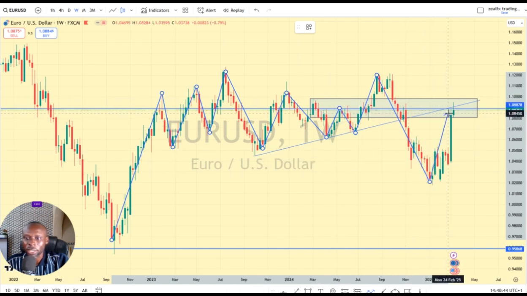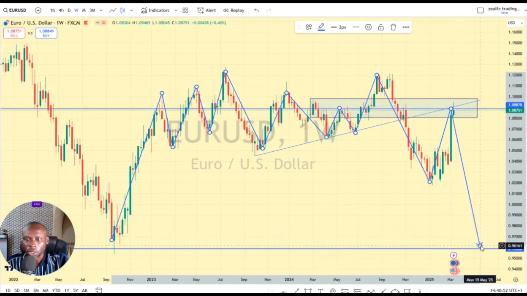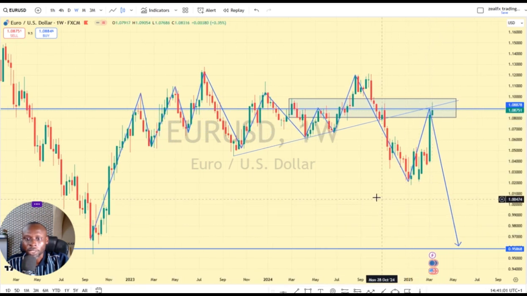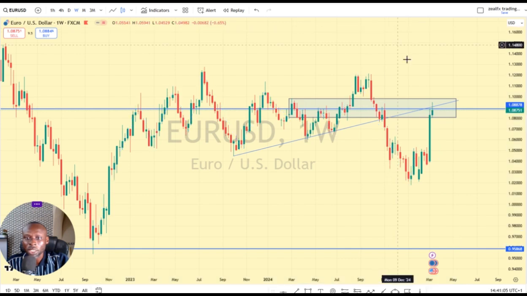Then price does a test of the neck of the break. So long as price does a test of this neck of the break and fails to close above it, we expect price to push lower to this level. So this is what we expect on Euro USD this coming month. You can see that the weekly chart has a downtrend structure. So long as the weekly chart has the downtrend structure, we expect Euro USD to drop this coming month.